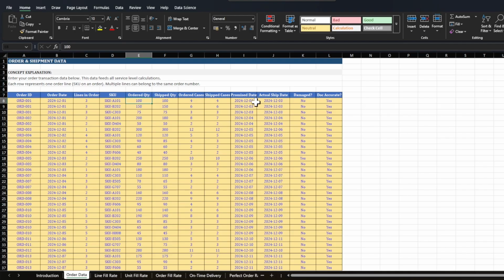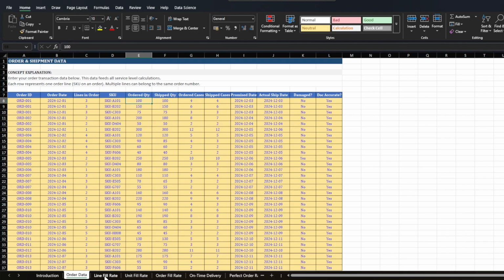Now this is the promise date, the date at which you're supposed to ship this order, and then the actual ship date is the date where you actually ship this order. Then this is damaged, whether the order got damaged or not, and whether all the documents related to that order are correct or not. These two data input points you can get from any feedback system or any CRM system. So let's move to the calculations.